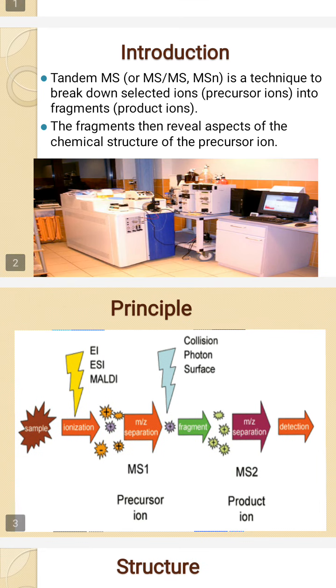What is tandem mass spectrometry? Tandem mass spectrometry is a technique to break down selected ions into fragments. The fragments then reveal aspects of the chemical structure of the precursor ion. In simple words, tandem mass spectrometry is a two-step technique used to analyze a sample either by using two or more mass spectrometers connected to each other, or a single mass spectrometer with several analyzers arranged one after another.